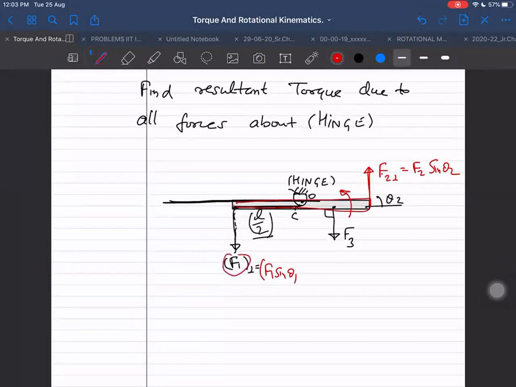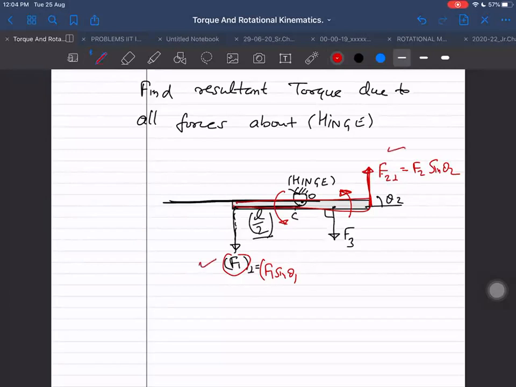And what about this one here? That is also anti-clockwise only. Both are anti-clockwise. So if forces are acting in opposite direction, it does not mean that the torques will be in opposite direction. One may be anti-clockwise, other may be clockwise, but not necessarily.